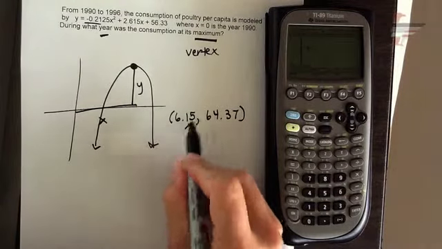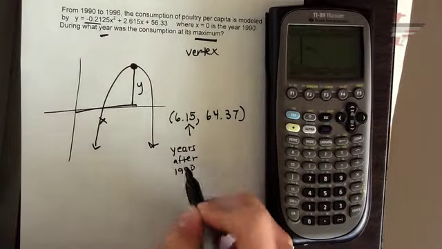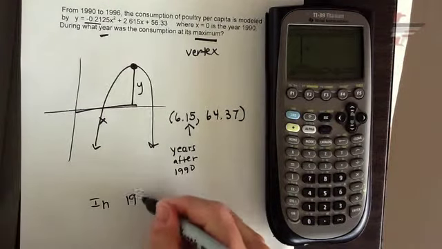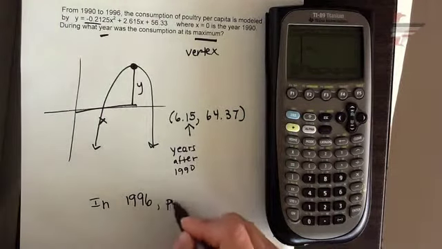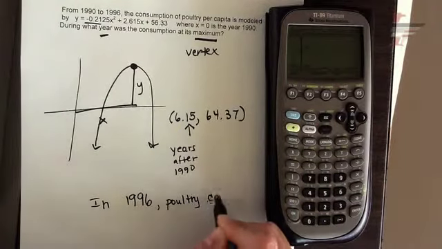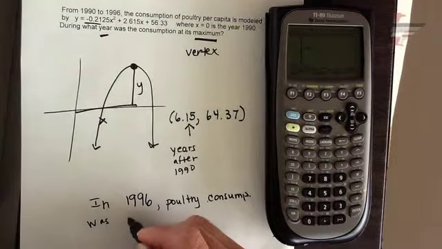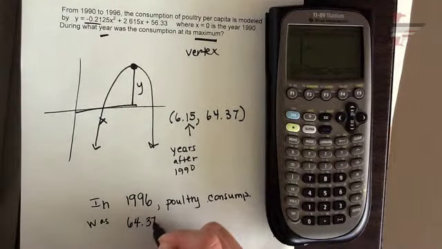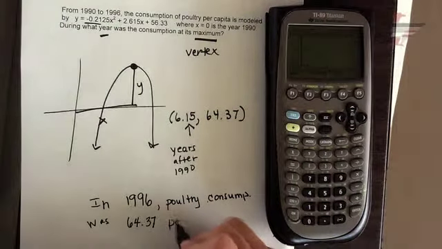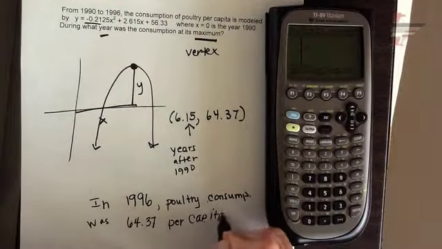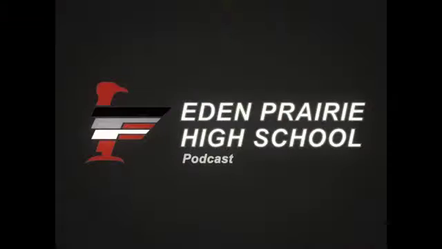Well, this is years after 1990. So that means in 1996, 6 years after that, the poultry consumption was 64.37 something. I guess I don't have labels up there. Sorry. I'm just going to say per capita. And there you go. So I didn't have to do a lick of work.